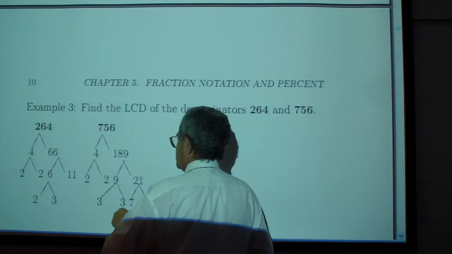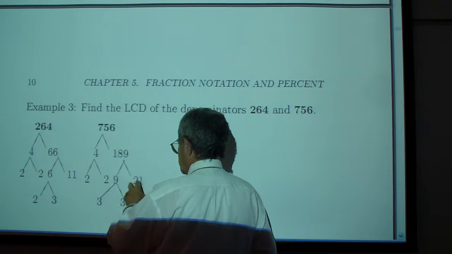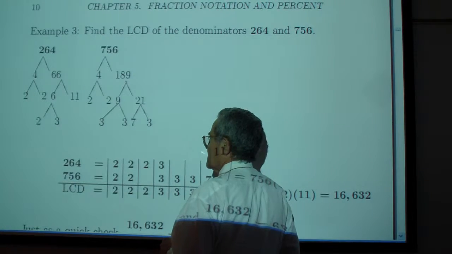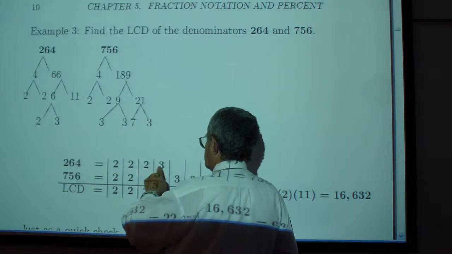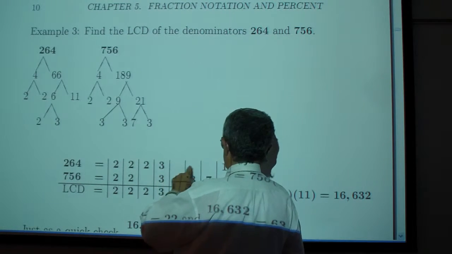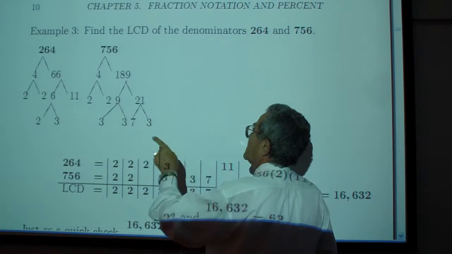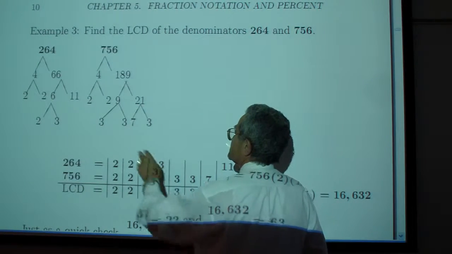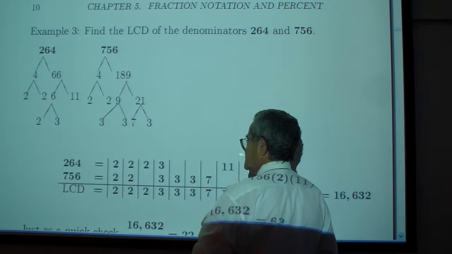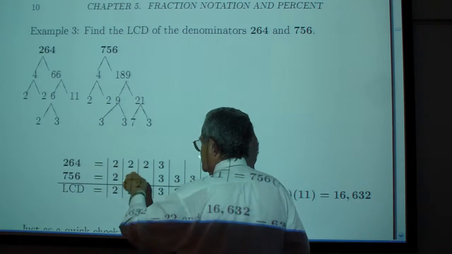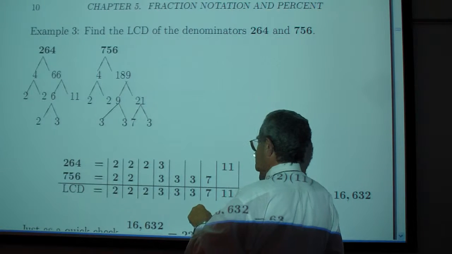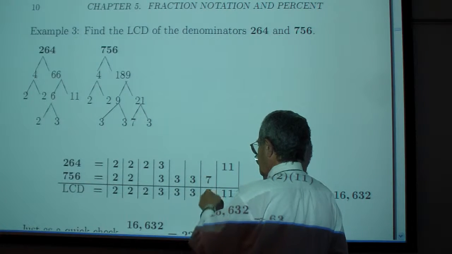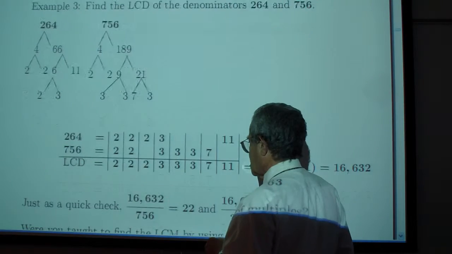756 is 4 times 189. 4 is 2 times 2. 189, 9 times 21. 3 times 3, 7 times 3. So 264 is 2 times 2 times 2 times 3 times 11. And 756 is 2 times 2 times 3 times 3 times 3 times 7. These 2 2's and these 2 2's, these 3's can all go in the same column. Only 2's here, only 3's here, only 7's, and only 11's here.